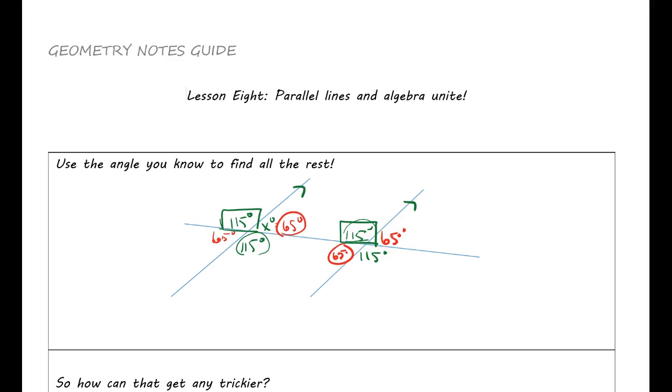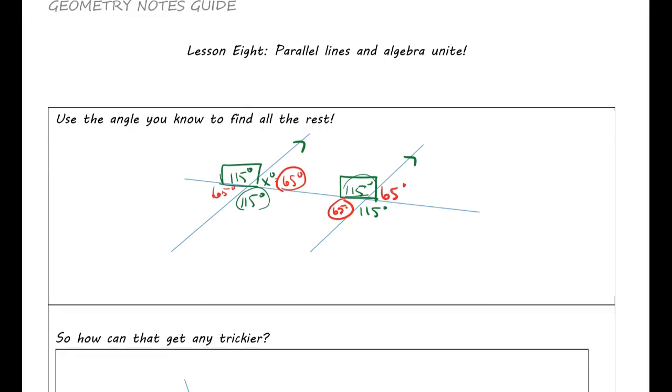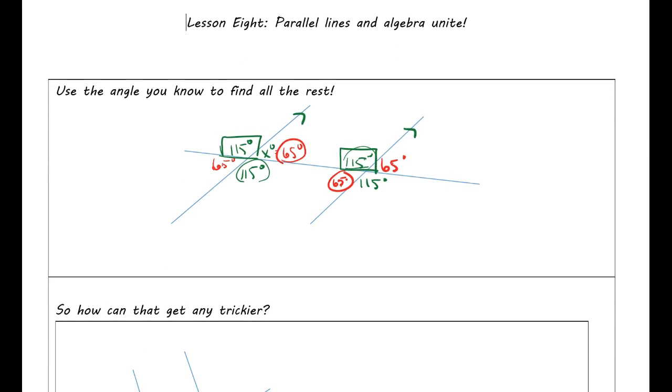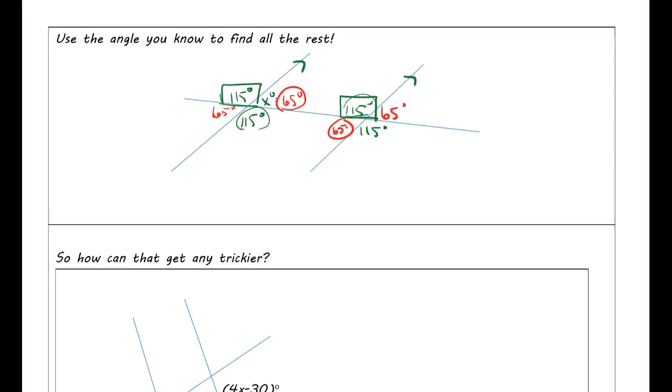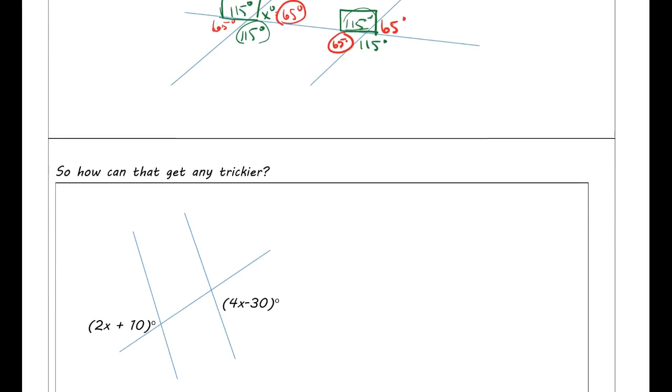So I've done a lot of talking and very little writing, but all that talking I did was very important because the names of everything are going to be just as, if not more, important than the actual numbers that you stick in the spot. Okay? So how can this get any trickier?